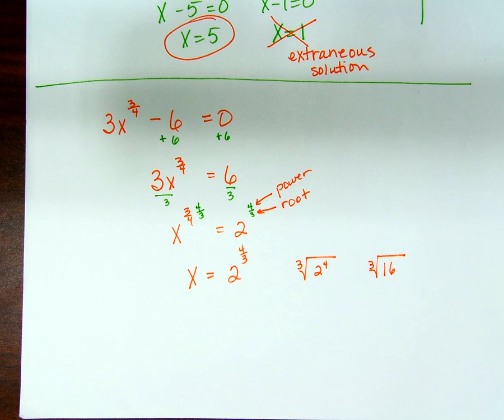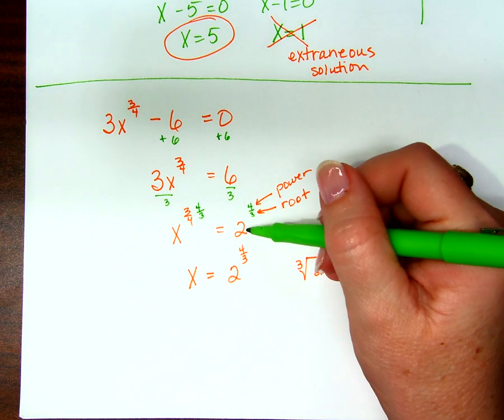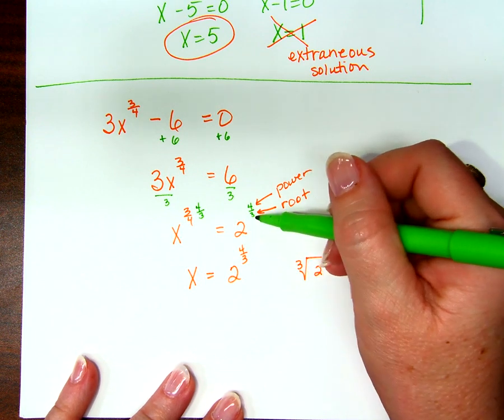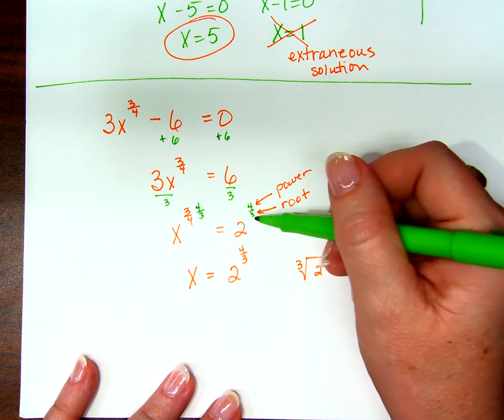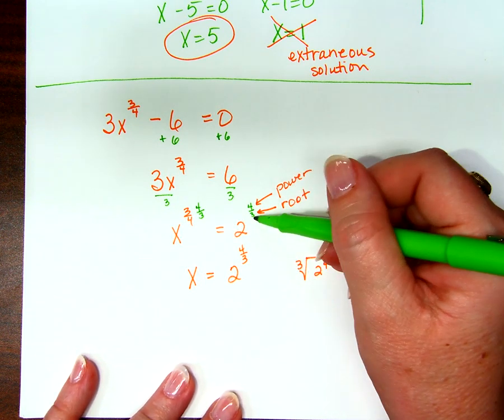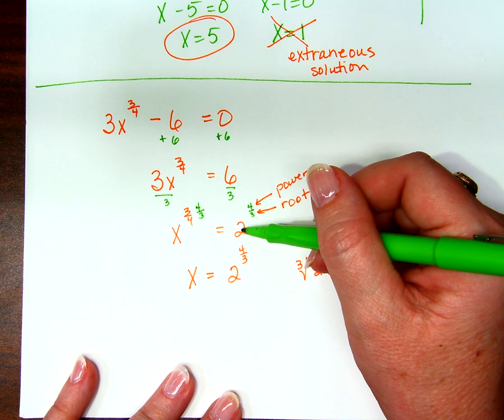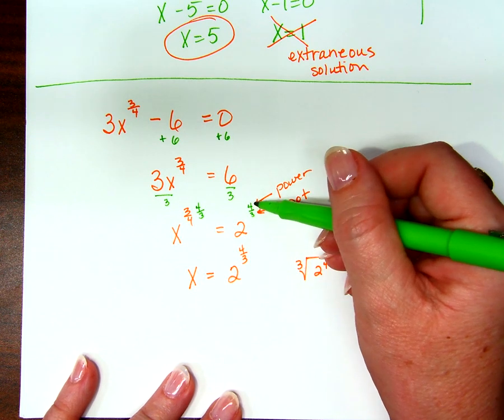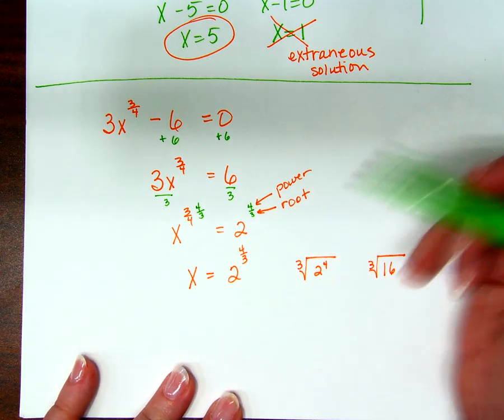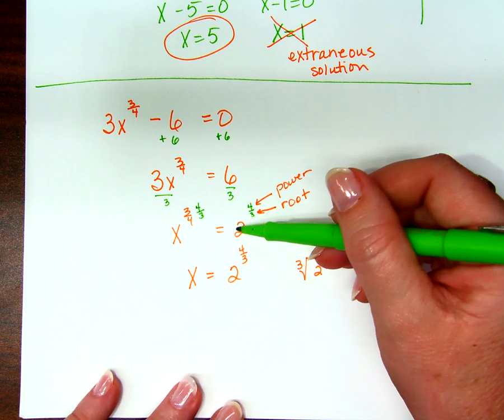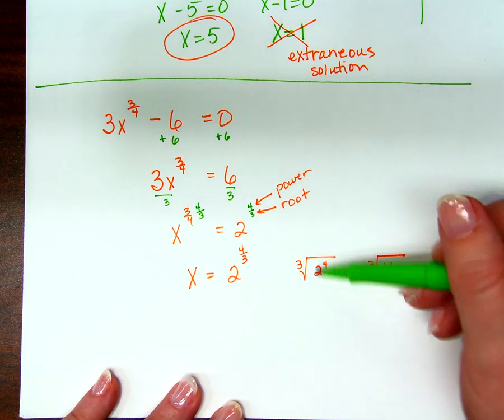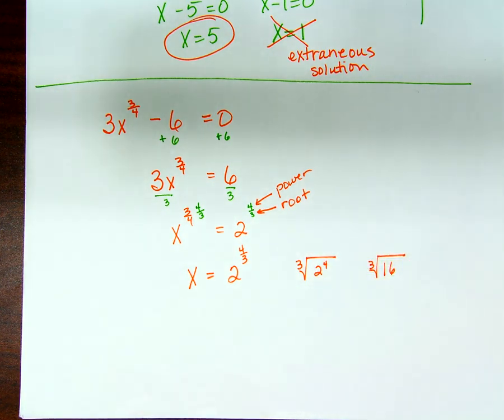Yes? Uh-huh. So if this ended up being like 8 to the 4/3 power, we could actually take the cube root of 8, which would be 2, and then 2 to the 4th power, which would be just 16. But since 2 is not something that we can take the cube root of, that's when we have to mess with this. Does that make sense? Okay.